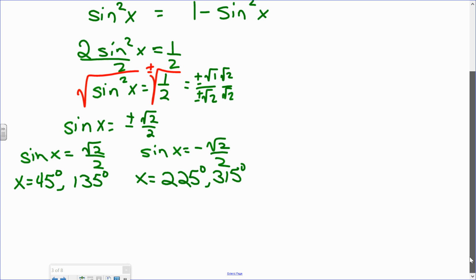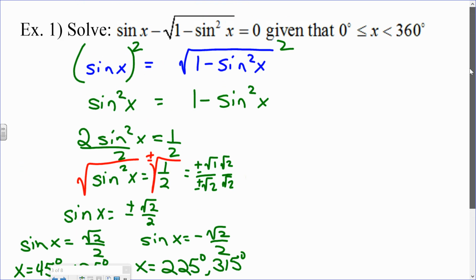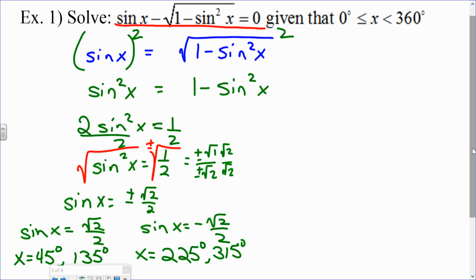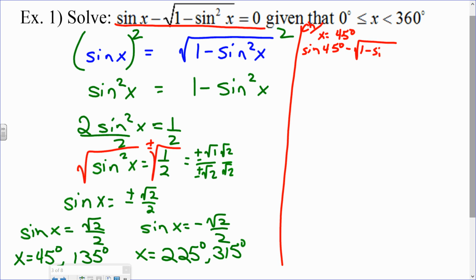Now, because this was a radical equation, we need to go back to the original and check that these values actually work in the original problem. So we are going to go back to our original sine of x minus the square root there equals 0. If x is 45 degrees, these will be our checks. We have the sine of 45 degrees minus root of 1 minus sine squared 45 degrees, and we want to figure out if that's going to be equal to 0.